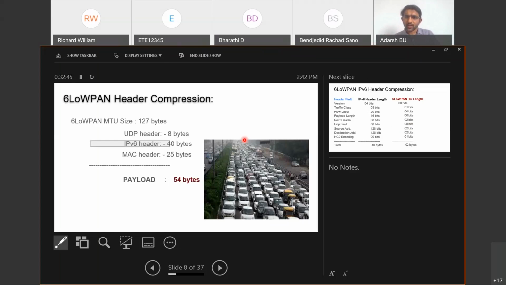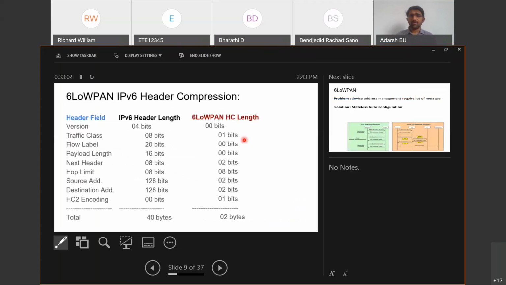Now we are very much interested in reducing the IPv6 header. We have to understand how we can reduce the IPv6 header size and how I can increase my payload. Obviously, the IPv6 header is 40 bytes, and I'm only working with 54 bytes. Next, you can see we are completely opening up the IPv6 header. The IPv6 header is completely within 40 bytes.